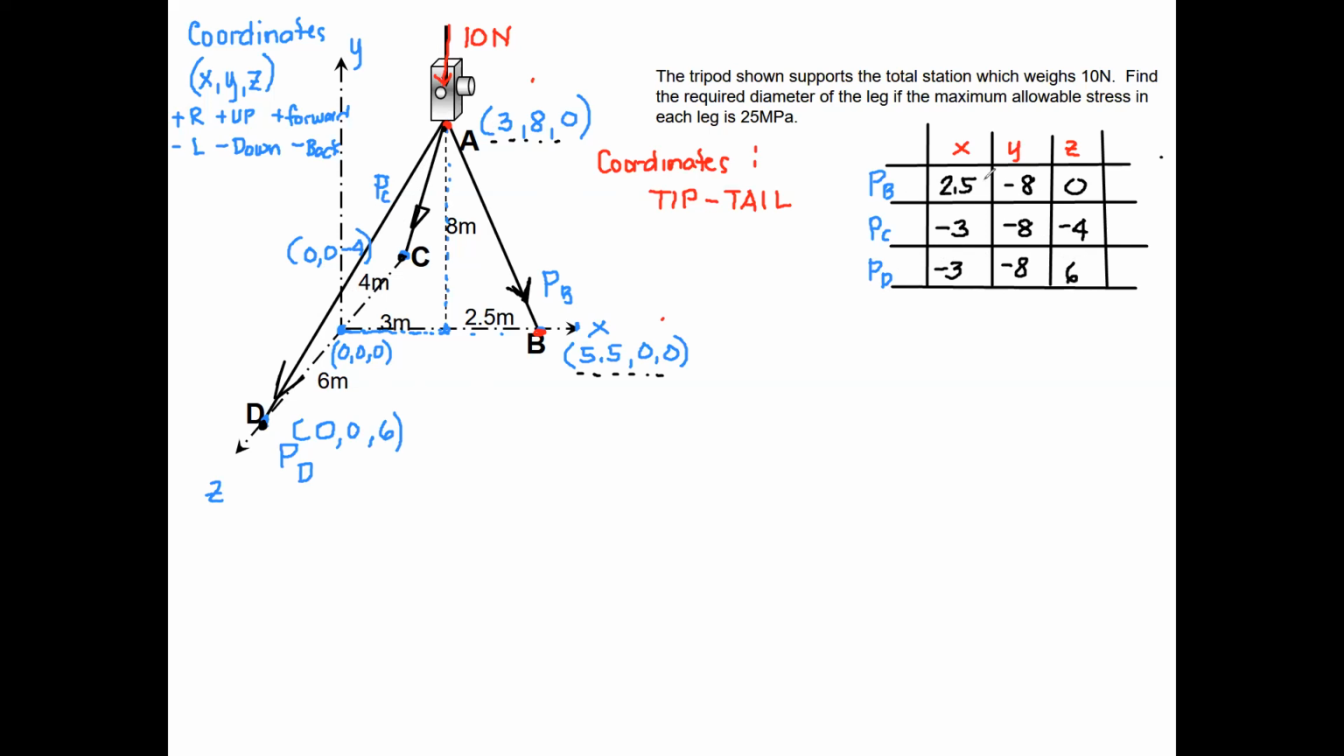So those are the lengths. By subtracting the tail of the arrow from the tip of the arrow, you are now ready to solve for the diagonal. And the diagonal, as we have mentioned, is just the square root of x squared plus y squared plus z squared. Okay, the first one, please. B: 2.5 squared plus 8 squared. Plus, not minus. 8 times 8, 64.